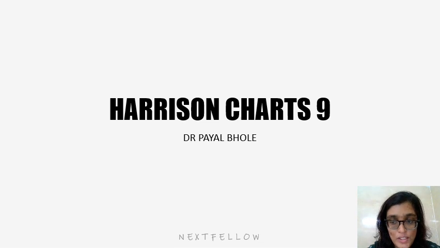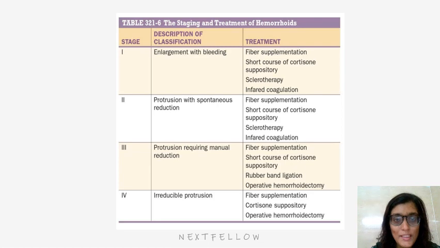So now coming to the next set of Harrison charts. Basically the surgery chart, but it's given in Harrison's. Staging and treatment of hemorrhoids. It's type stage 1, 2, 3 and 4. So there are basically 4 stages.